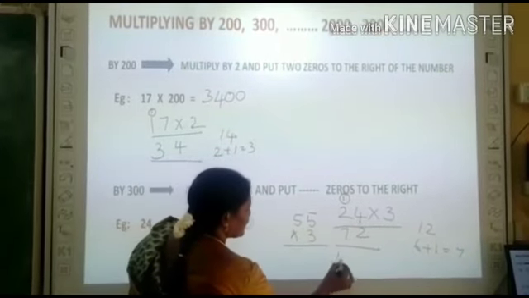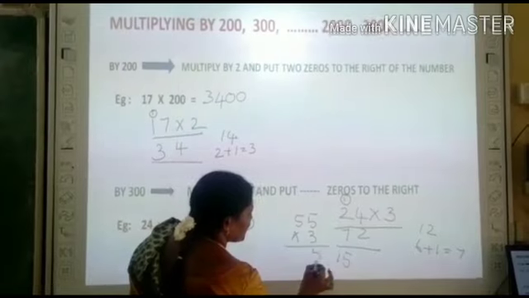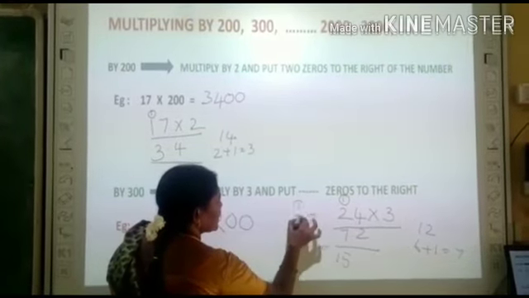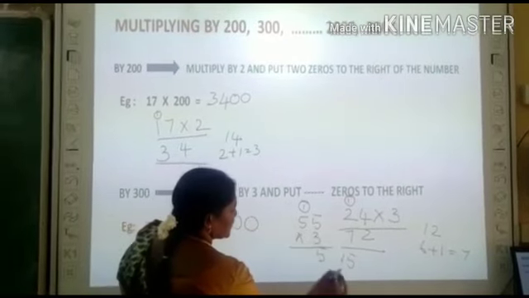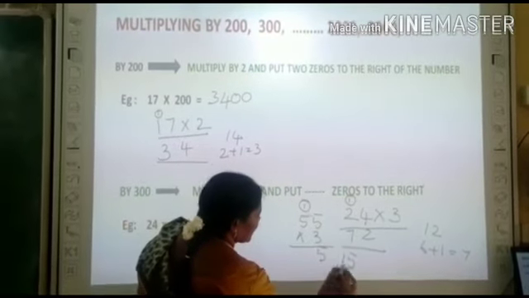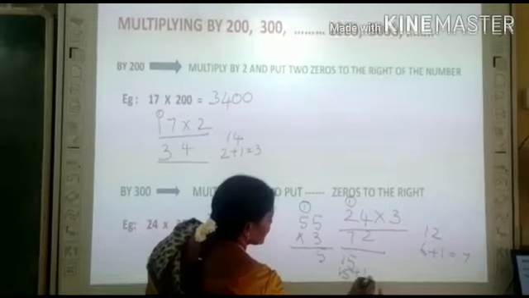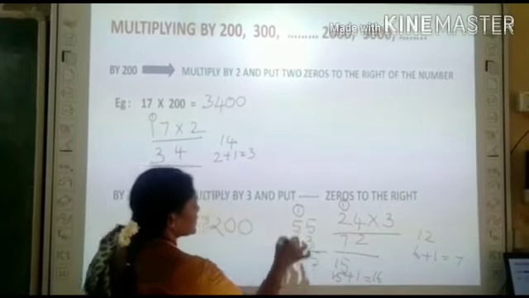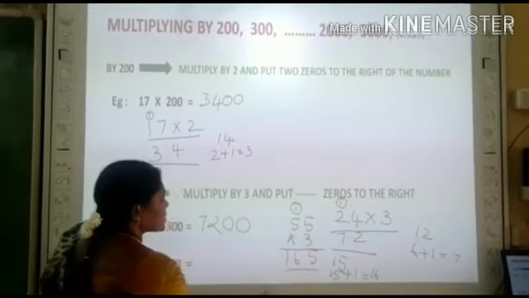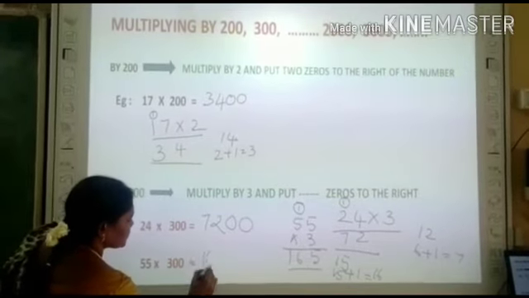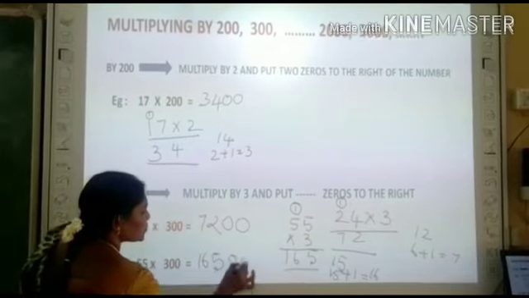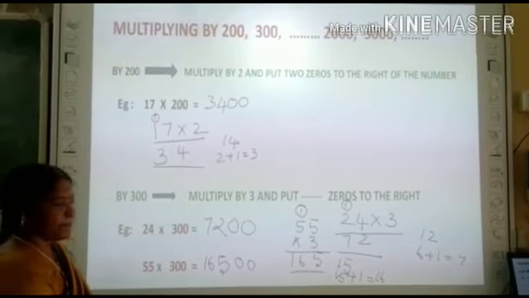3 5s are 15. You put 5 under the ones column. Then 1 is carried over to the tens place. Then 3 5s are again 15 plus 1 carried over, which is equal to 16. So 16 comes under the tens column. Then the answer is 165. First we should write 165. Then you add 2 zeros to the right side of the number.